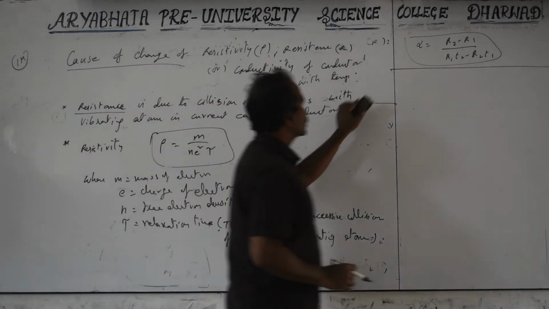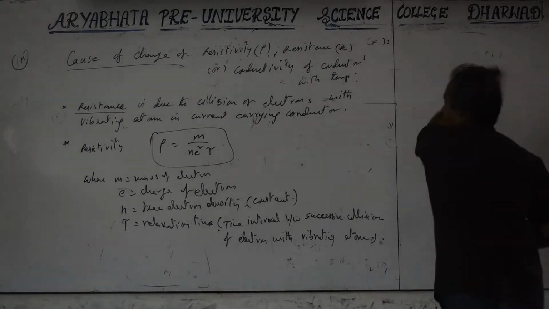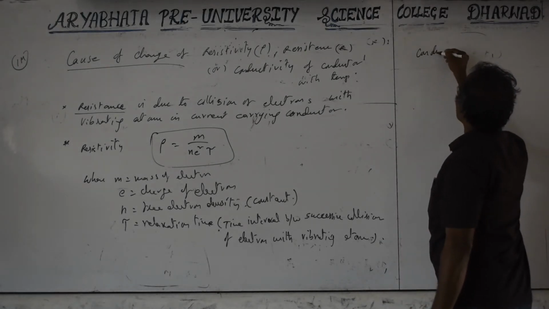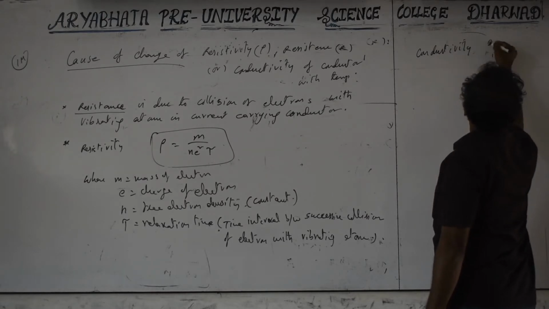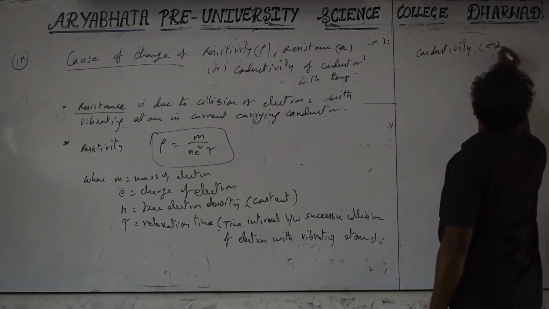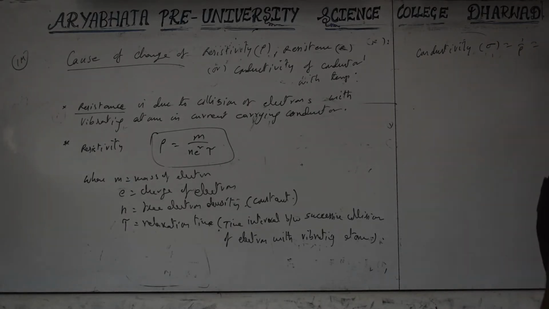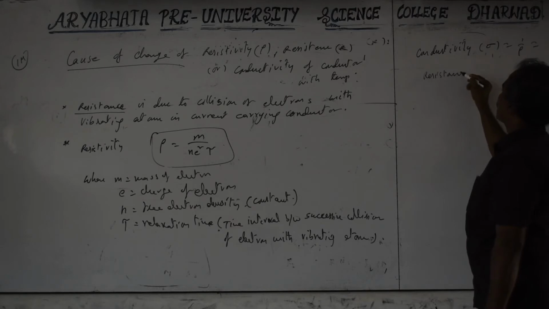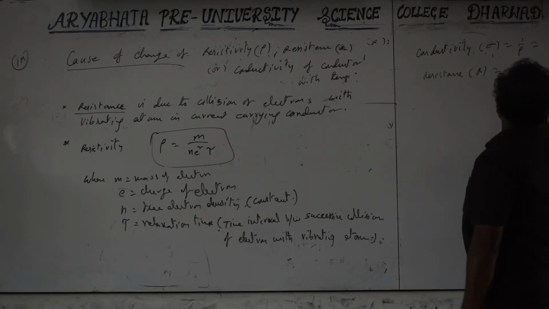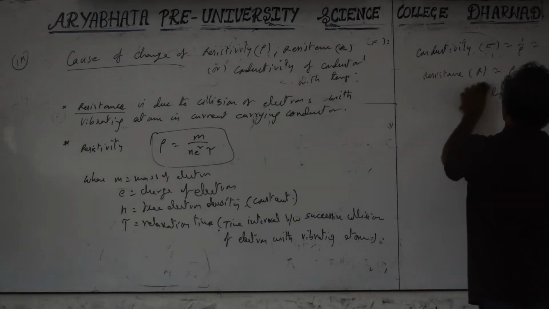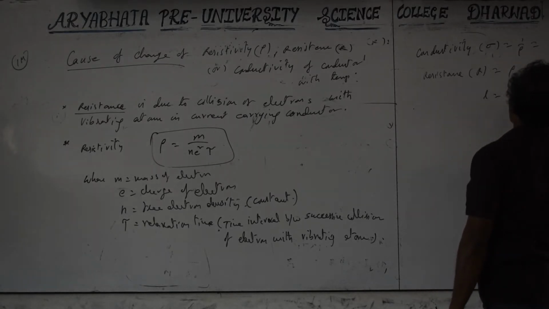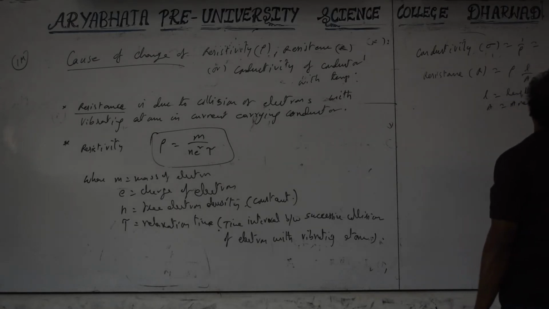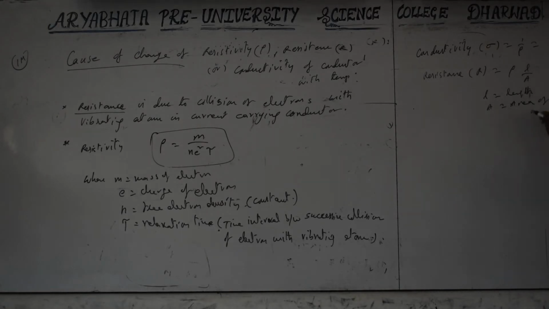So conductivity sigma is equal to the reverse of resistivity, 1 by rho, which is nothing but n e square tau by m. And resistance R is equal to rho into L by A, where L is length of the conductor and A is area of cross section of the conductor.